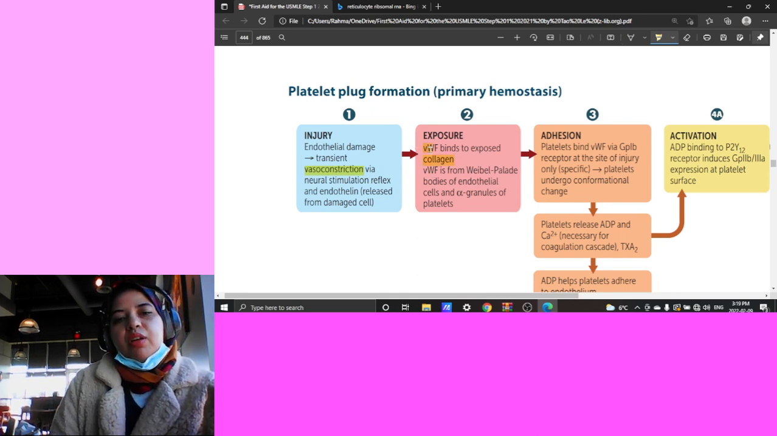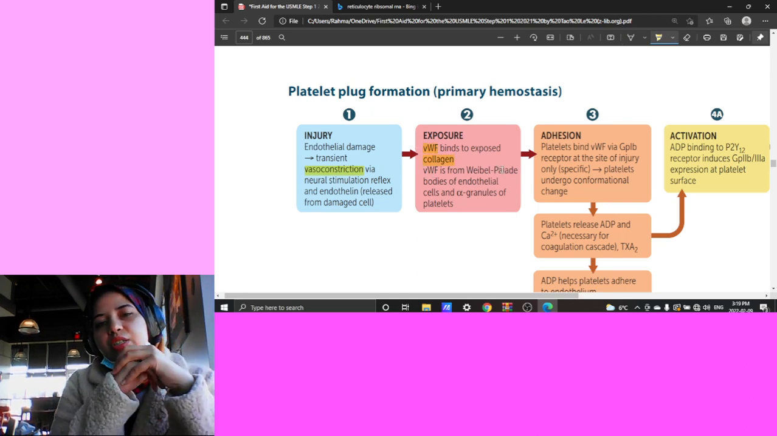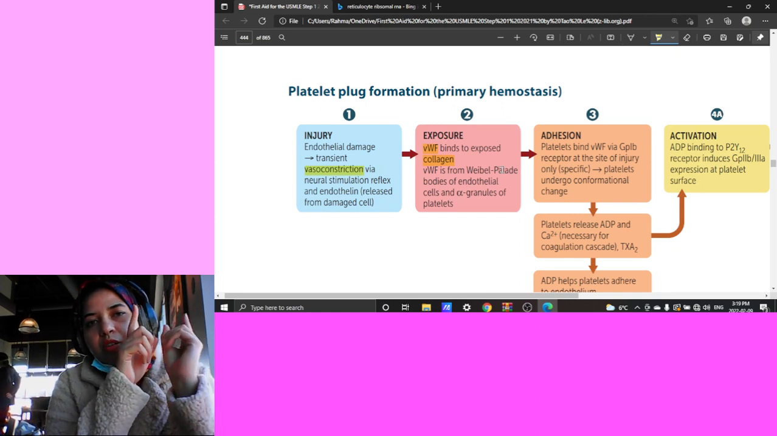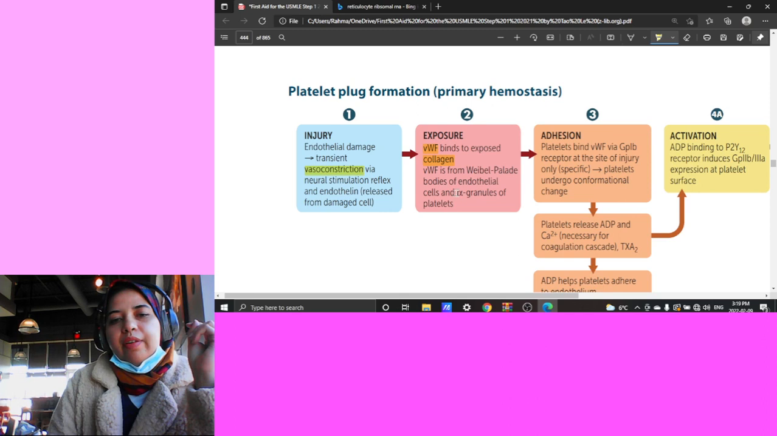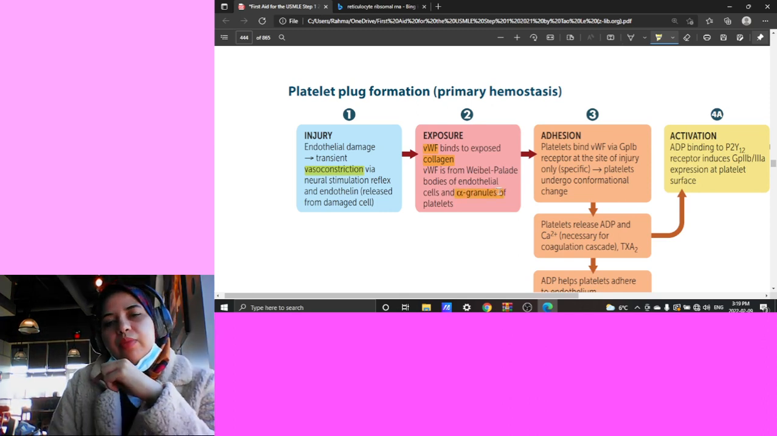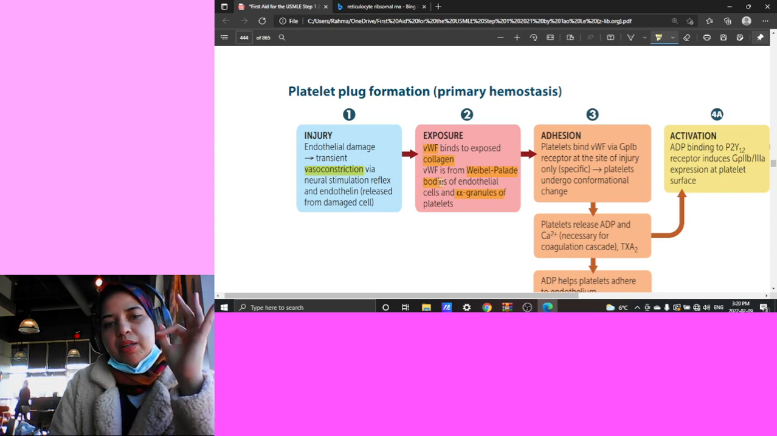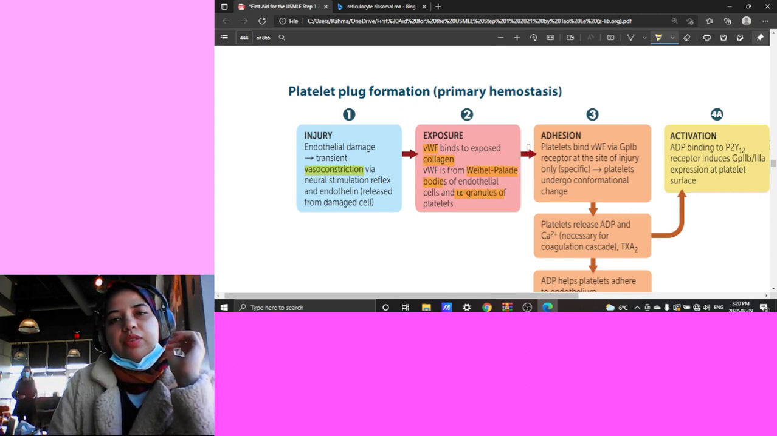That is going to trigger something called von Willebrand factor to attach to that collagen. The von Willebrand factor, if you remember, we just said it came from the platelets, from the alpha granule, but it also comes from the endothelium, from something called Weibel-Palade bodies. So it comes from two places, the Weibel-Palade bodies or the alpha granules.